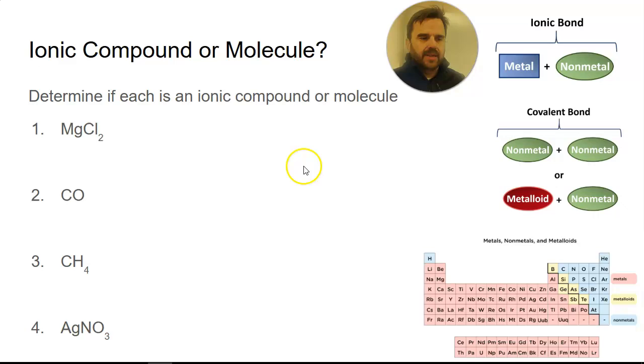Okay, hopefully you had a chance to answer each of those. The first one is magnesium chloride. Magnesium is a metal, chlorine is a nonmetal. Magnesium is right here, chlorine is right here. Therefore, that is a metal and a nonmetal. That is an ionic bond.